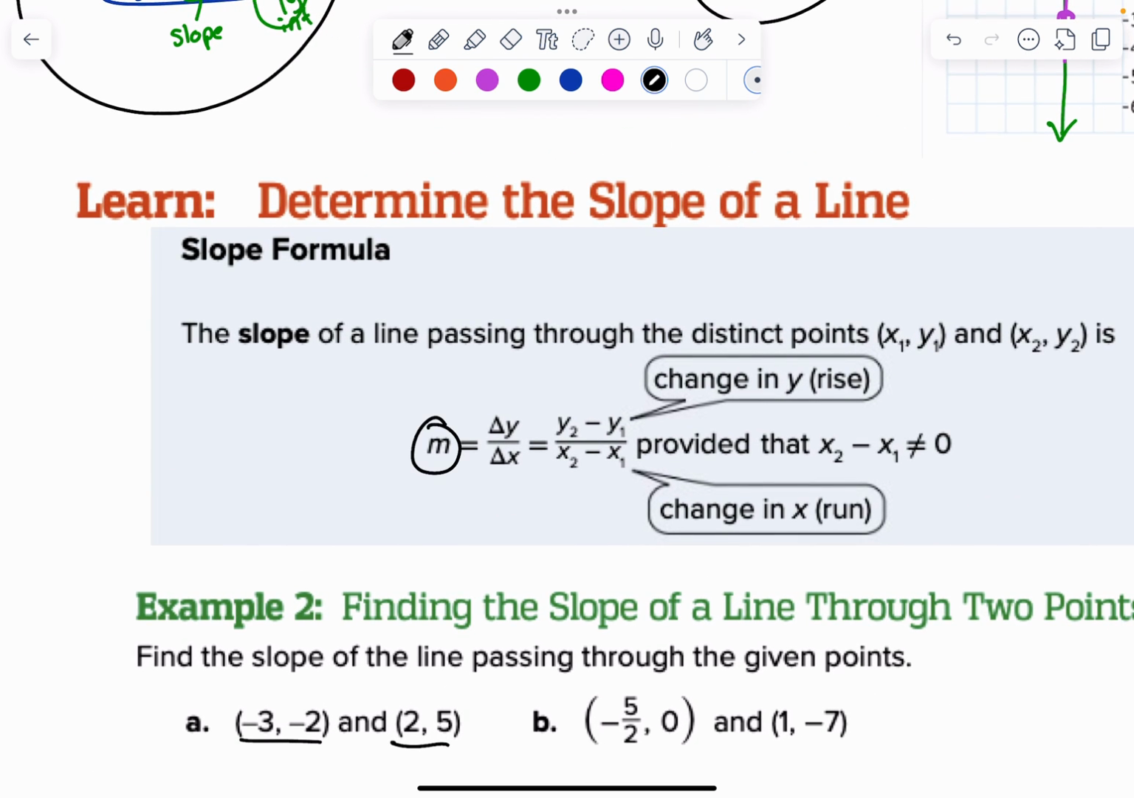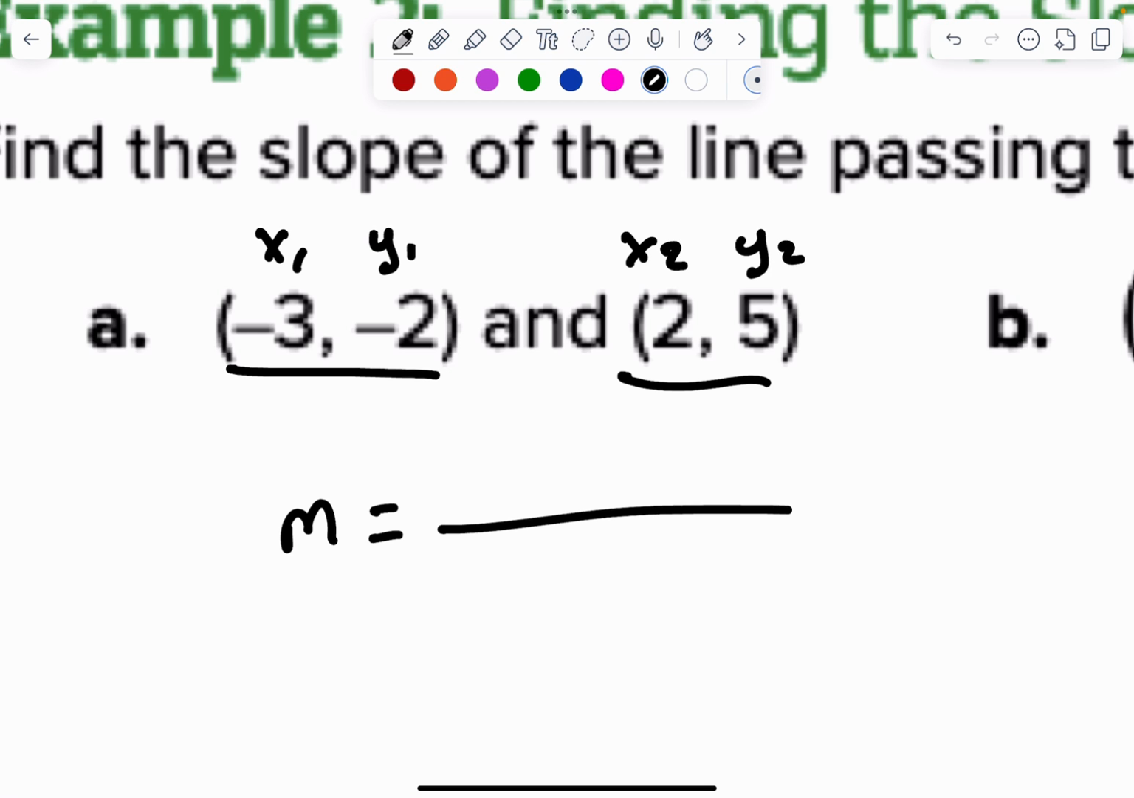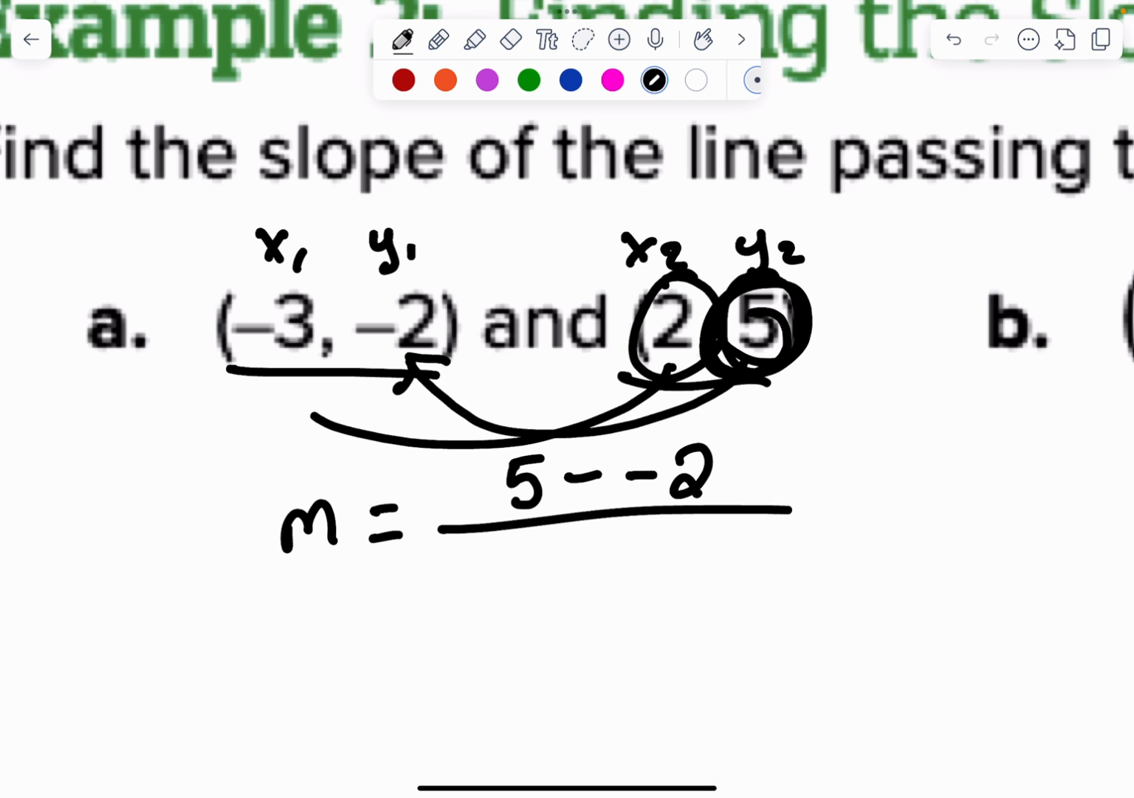To find the slope, it is the change in y over the change in x, or y2 minus y1 over x2 minus x1, right? Okay, so I'm going to go through this kind of fast. M equals y2 minus y1 over x2 minus x1, where these are x1, y1, and x2, y2. So I take my second y coordinate and subtract the first one, so 5 minus a negative 2 over 2 minus a negative 3. 5 minus negative 2 is like 5 plus 2, so that's 7, and 2 plus 3 is 5.